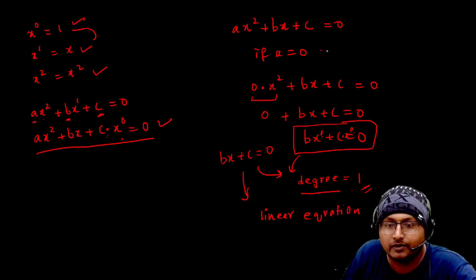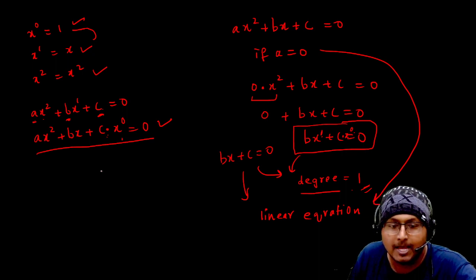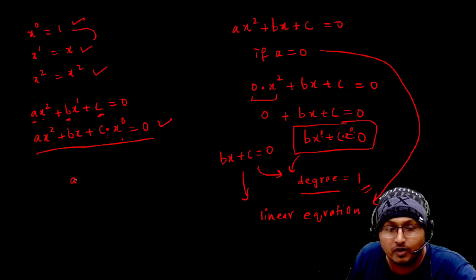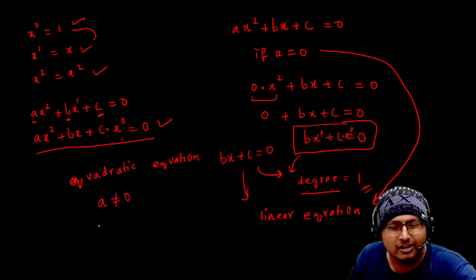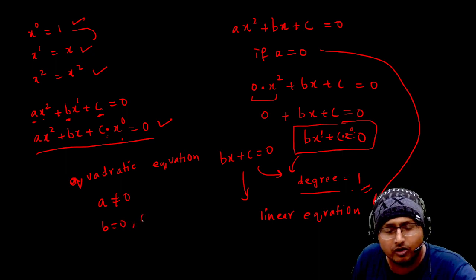So a equal to 0 represents a linear equation. To get a quadratic equation, what must be the condition? A not equal to 0. You take b can be 0 or c can be 0 or anything can be 0.